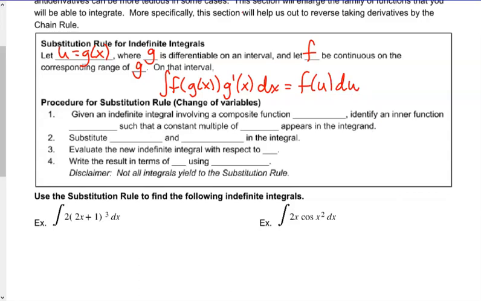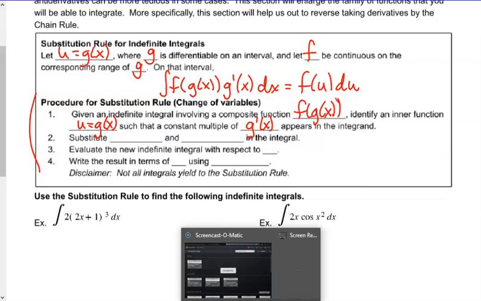Now I know that's just some terminology. Things can be proved in here, so how are we really going to use that? Well, here are some of the procedures that we're going to use. For the substitution rule, number one, we are going to be given an indefinite integral involving a composition function f of g of x. We need to identify the inner function g of x, and we're going to call that u, such that a constant multiple of g prime of x appears in the integrand.